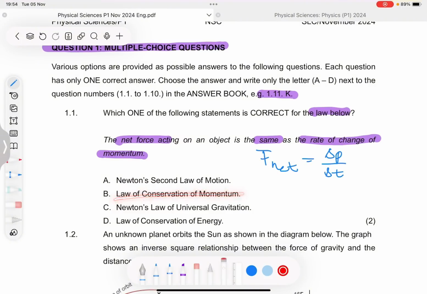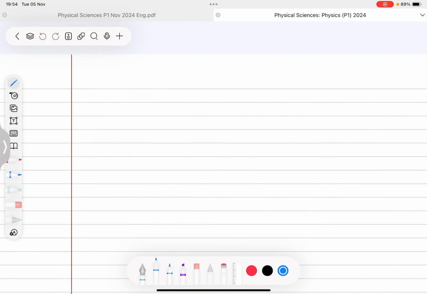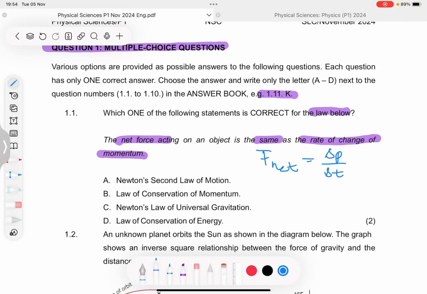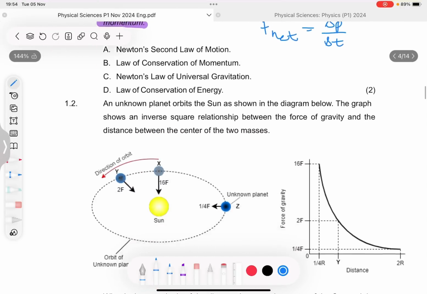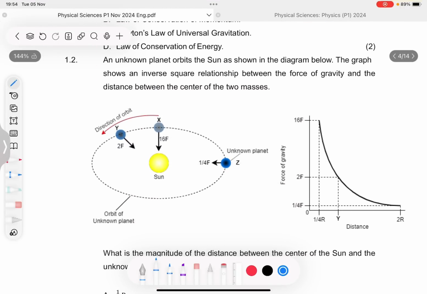It cannot be the law of conservation of momentum. It cannot be the universal law. It cannot be conservation of energy. It has got nothing to do with energy. So here when we answer our question, we will say we are on question 1.1. Then our answer is A. Question 1.2.